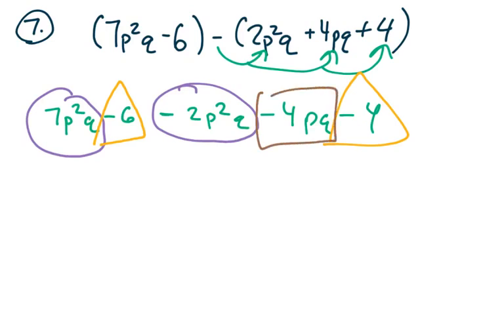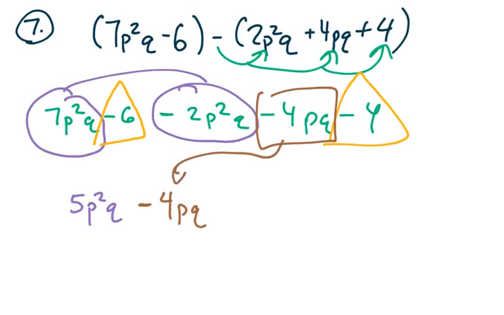So let's put them together. So we can put these two together. It's going to be 5p squared q. I'm putting this in descending order, so I'm going to rewrite the brown one first, and then I'll put the constants together. So we'll put the yellows together and get negative 10.